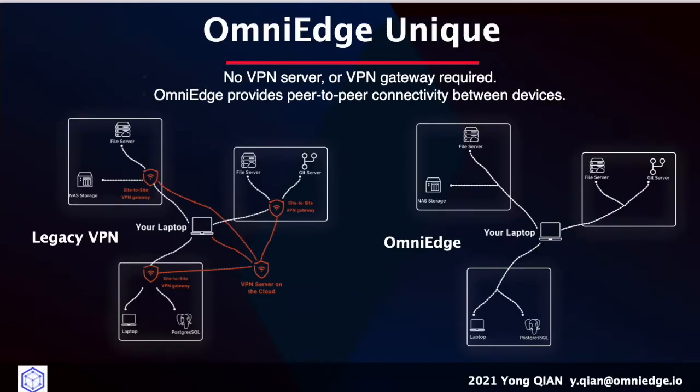OmniEdge is like traditional VPNs, but it takes advantage of decentralization, removing servers and routers to let you access your devices easily. It's way less maintenance and always has the most up-to-date features. So as you can see in the two pictures, OmniEdge versus legacy VPN, there's no router, no VPN server anymore.